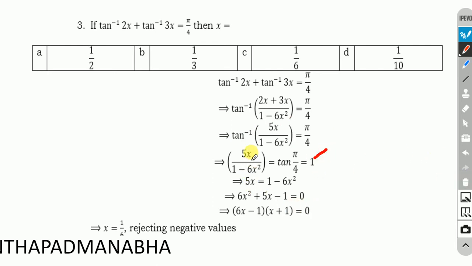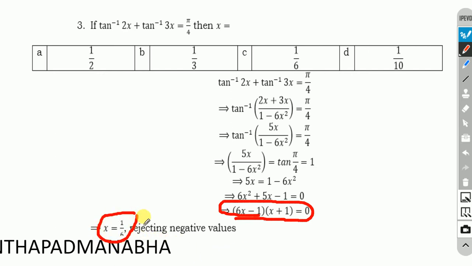Therefore we will equate these two. 5x by (1 minus 6x square) is equal to 1. Therefore 5x is equal to 1 minus 6x square. So 6x square plus 5x minus 1 is equal to 0. So by factorization we get (6x minus 1) into (x plus 1) is equal to 0. That implies x is equal to 1 by 6.